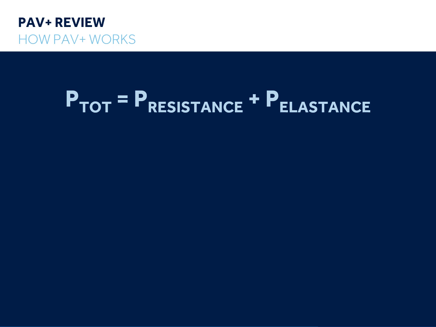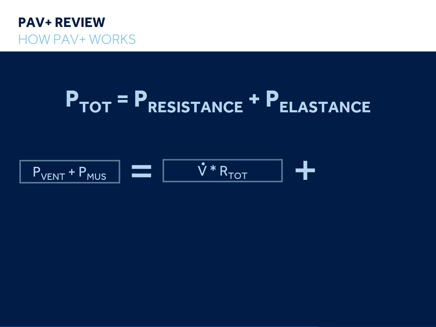PAV relies on the equation of motion, which we will quickly derive here from some simple respiratory concepts. Pressure total equals the pressure due to resistance plus the pressure due to elastance. Pressure total can also be written as P-vent, or pressure generated by the ventilator, plus P-mus, the pressure generated by the respiratory muscles. The pressure due to resistance is simply the flow rate multiplied by the resistance, and the pressure due to elastance is simply volume multiplied by elastance.